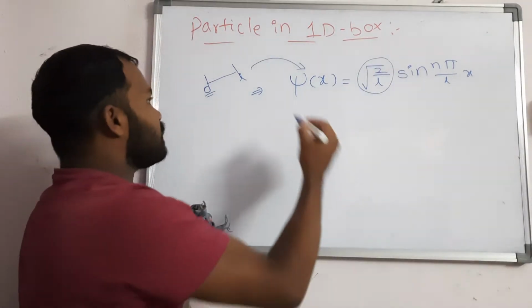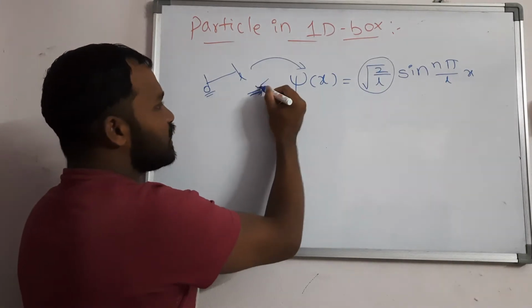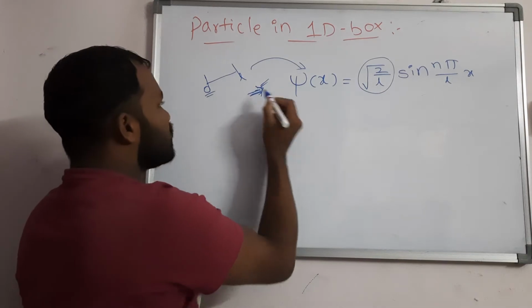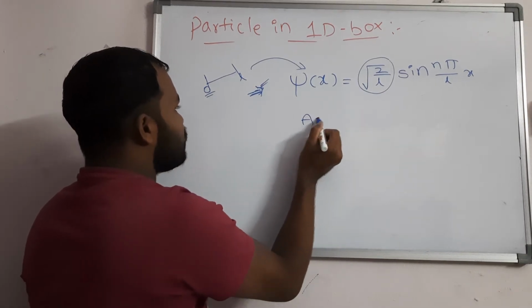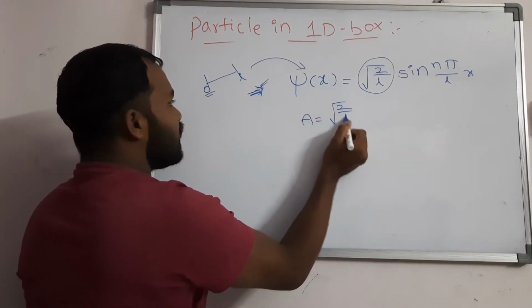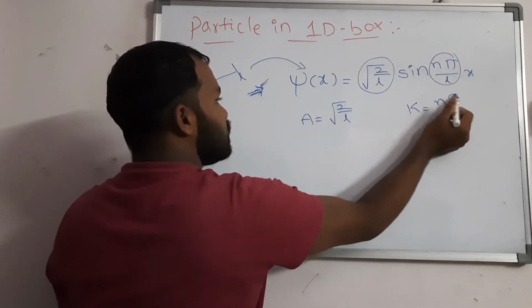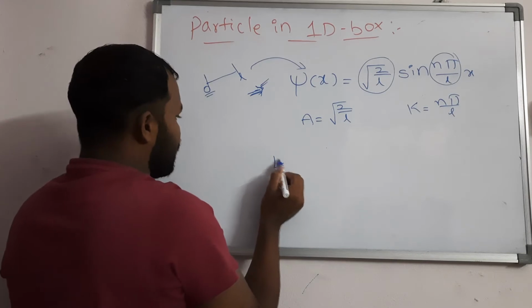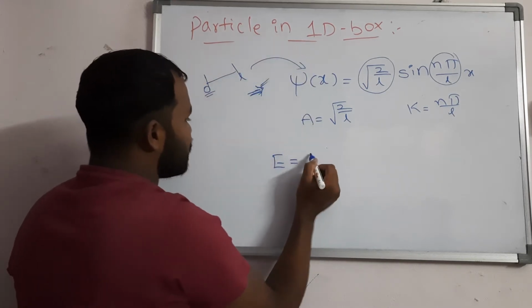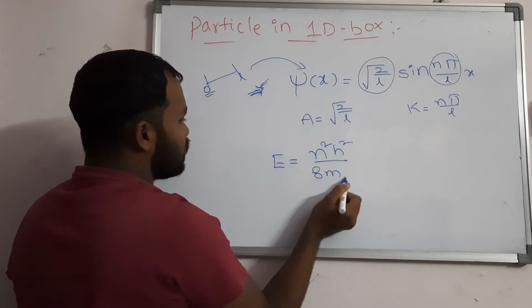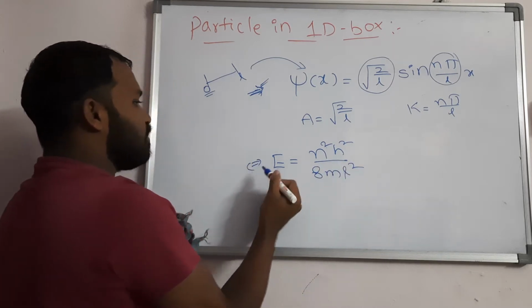I just wanted to discuss the direct equation first. Later we will discuss step by step. This is a general equation. This is the A value: A is equal to root 2 by L. Here K is equal to n pi by L. And the energy I am directly writing: for a particle in a 1D box, energy is equal to n square h square by 8 m L square.